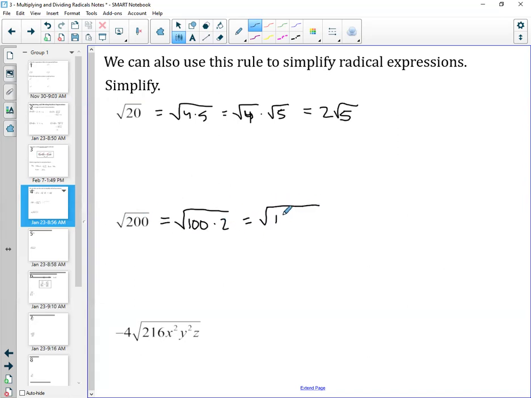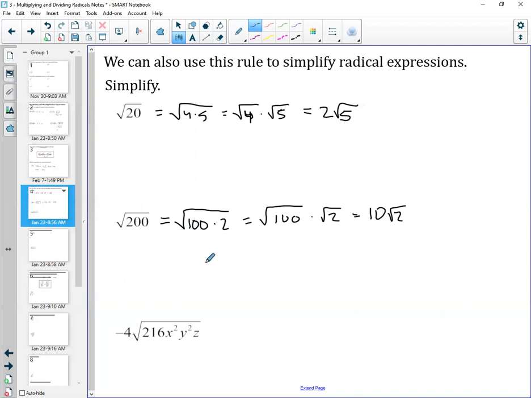Again, this is the square root of 100 times the square root of 2. The square root of 100 is 10. So this is 10 times the square root of 2. And that's that. You all might break it down into 2 times 100 and then 2 times 50 and so on and so forth, but I just like to do it like this.